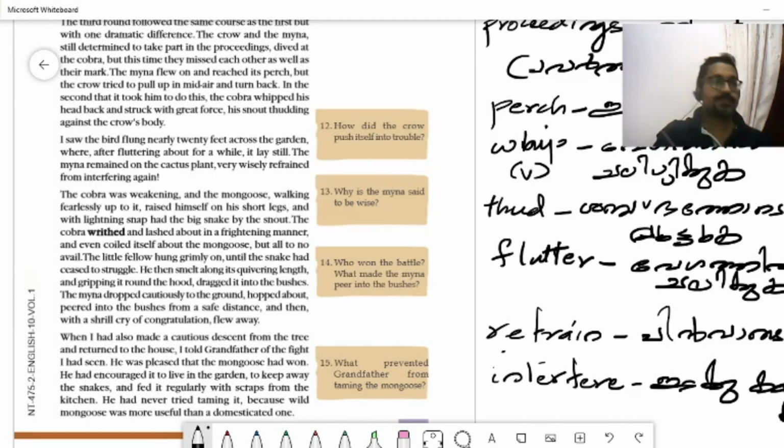So, Myna was clever. It refrained. It was wise to refrain from the fight. It did not interfere again. Why? Because it saw the fate of the crow.